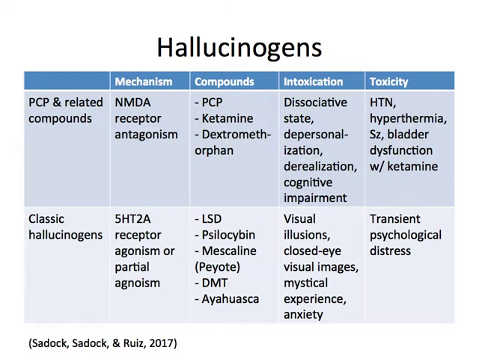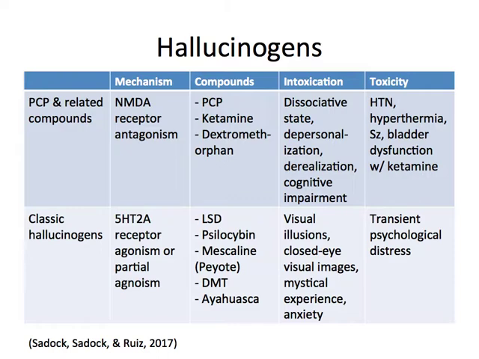Classic hallucinogens function by 5-HT2A receptor agonism or partial agonism. These drugs include LSD, psilocybin, mescaline or peyote, DMT, and ayahuasca. Intoxication can produce visual illusions, closed-eye visual images, mystical experiences, and anxiety. With toxicity, these patients usually experience transient psychological distress.